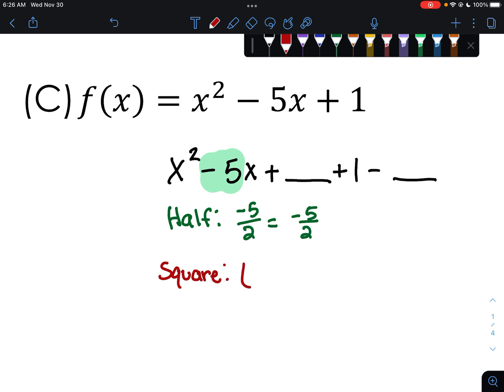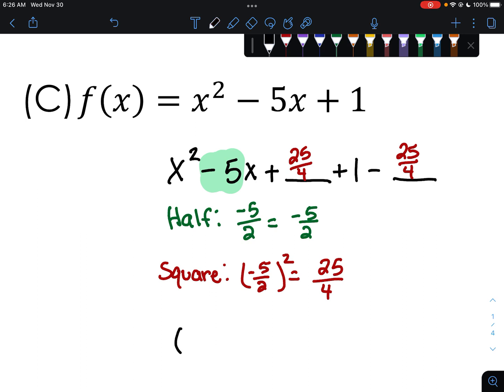So when I square -5 over 2, I square the top. So -5 squared would be 25. I forgot to write the squared. 2 squared is 4. So there we go. We have 25 over 4. You could also type that into your calculator if needed. Then we go to our shortcut.